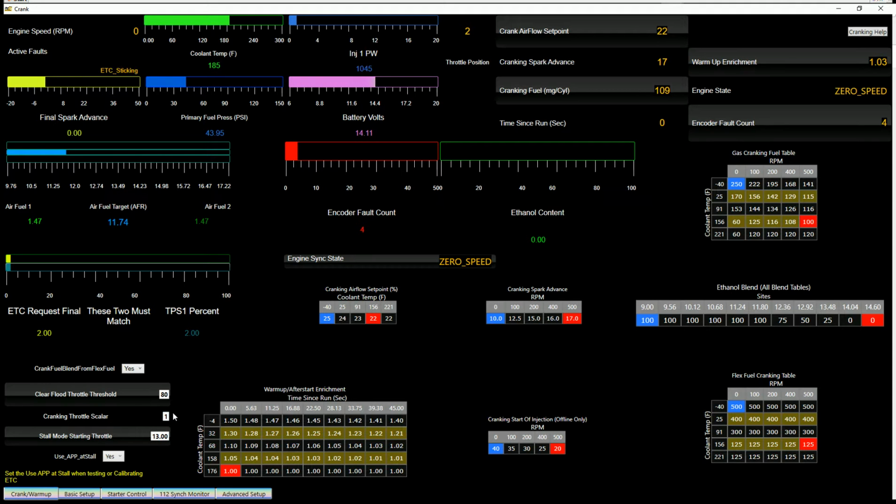Okay, so that way it's easy to determine if you're giving it more air to help the engine fire or not. Like I said, I never really have to adjust this, but if you want to, you can give it more or give it less depending on what situation you're running into.